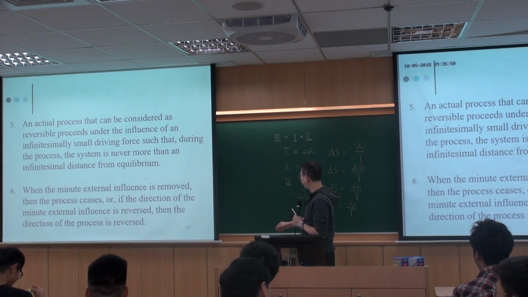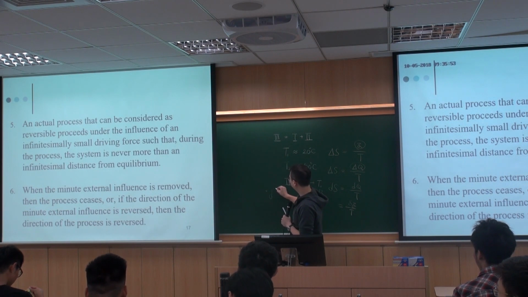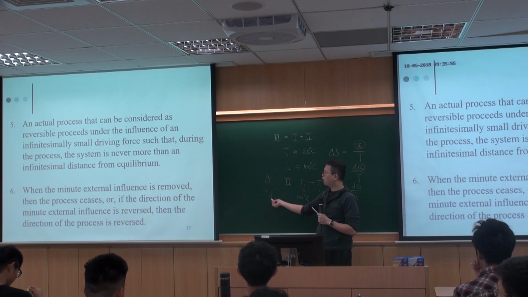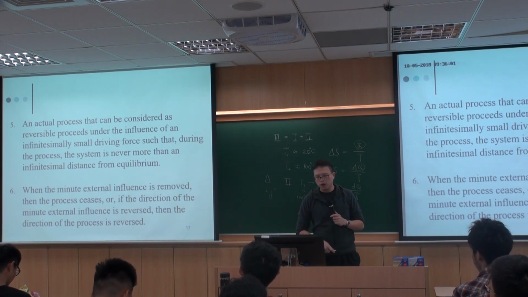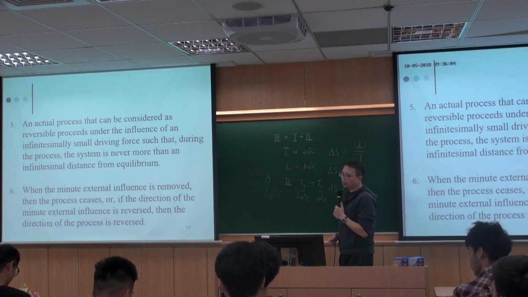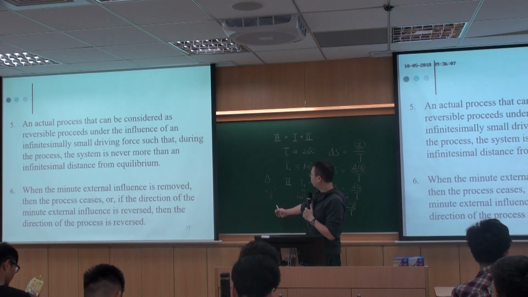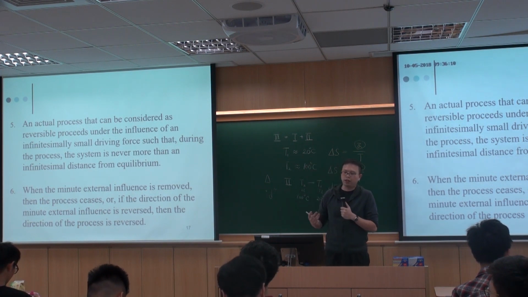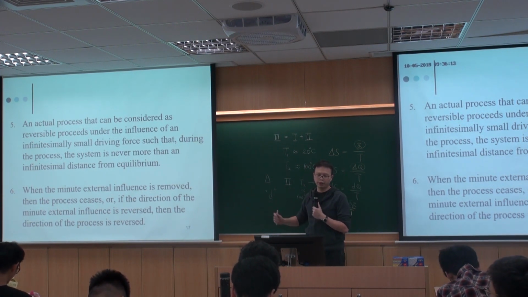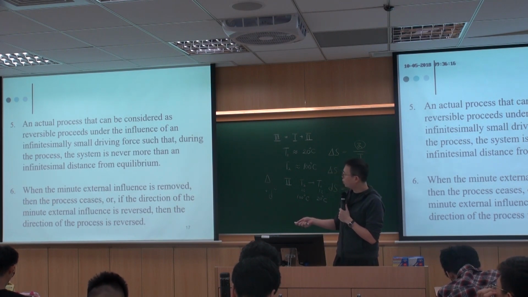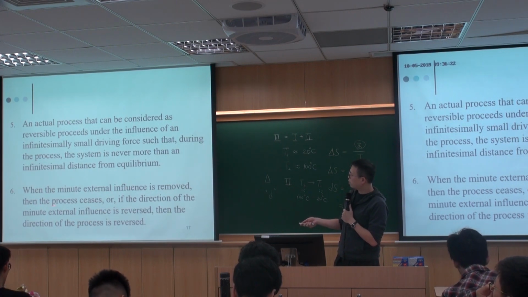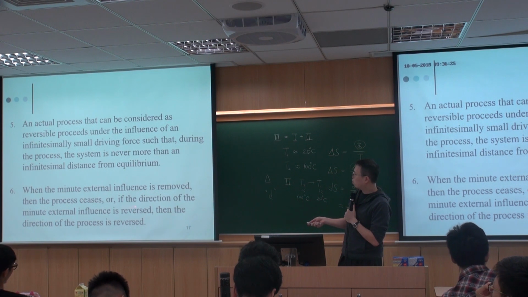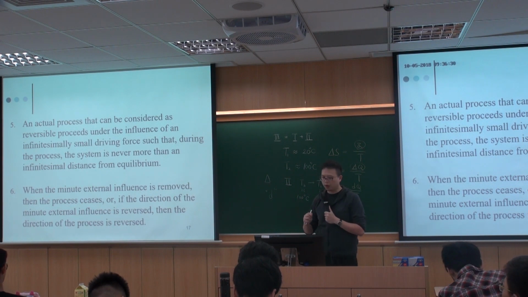So that's the reason why we introduced the concept of d, right? Originally we have delta, and later on we have the concept of d in calculus. And it means that it is very, very small. So this is a very conceptual idea, to have this kind of small movement. But in reality, it is almost impossible to have this kind of small change. And when the minute external influence is removed, then the process ceases. Or if the direction of the external force is reversed, then the direction of the process can be reversed.